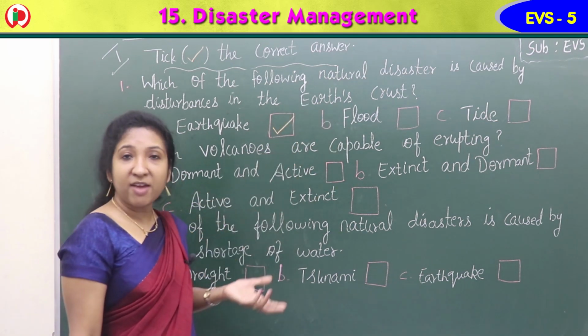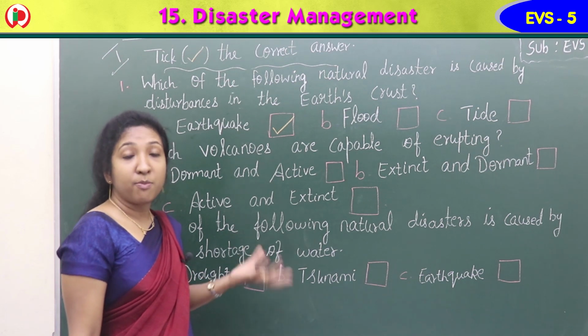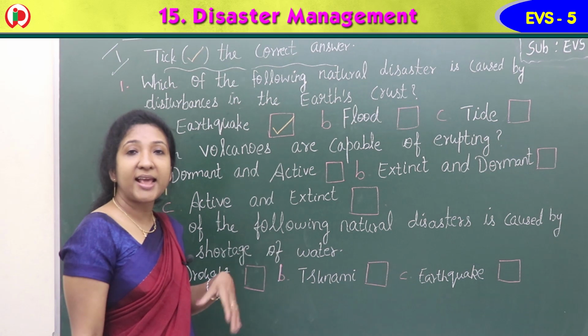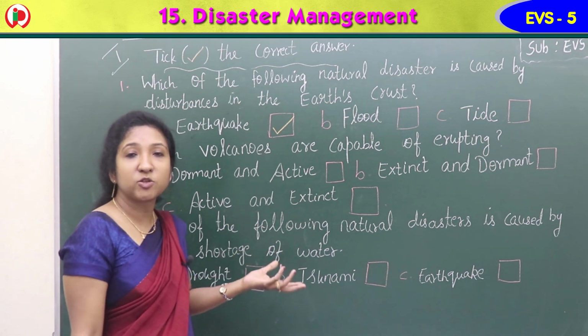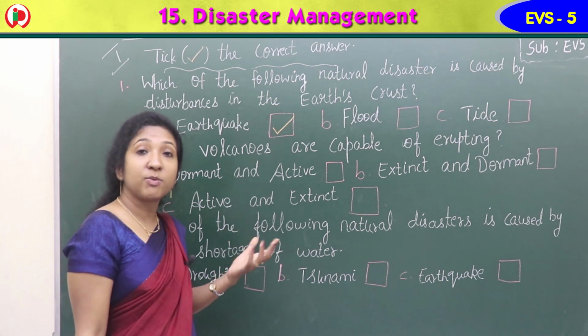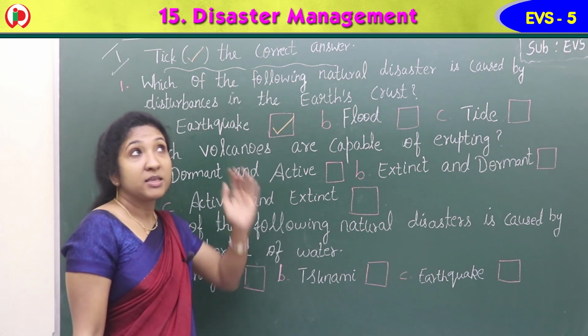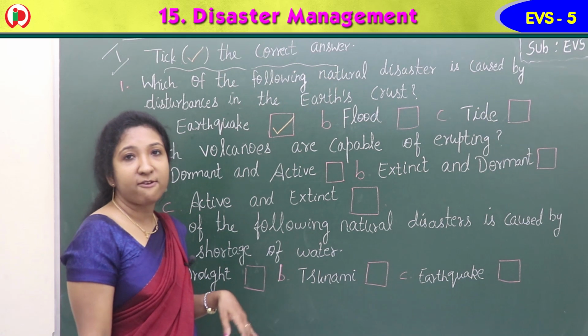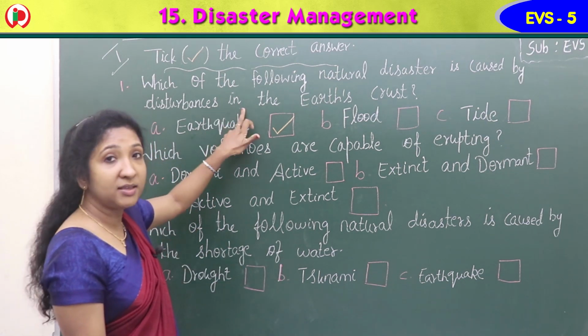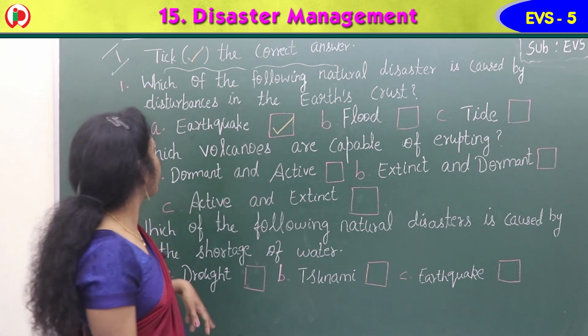Flood occurs because of heavy rainfall, isn't it? When there is more rainfall, water in rivers, lakes overflows and comes to land, it causes floods. Tide is caused because of the gravitational pull of sun, moon on the oceans of earth. Okay, so the disturbance in the earth crust causes earthquakes.